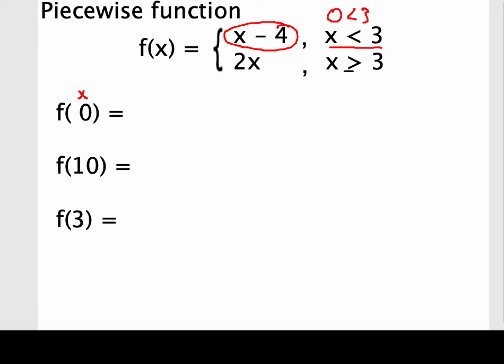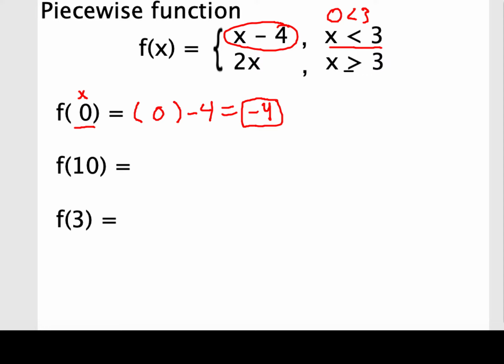So when I go down to plug that in, I'm going to take out x and say minus 4, but instead of x, I'm plugging in 0 here. So 0 minus 4 would be negative 4, and f(0), just like a function should, gives one answer: f(0) equals negative 4.